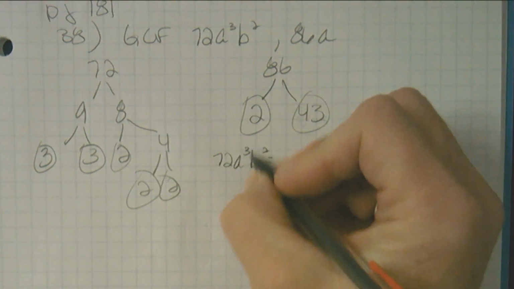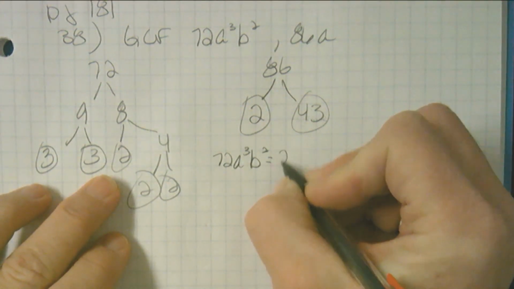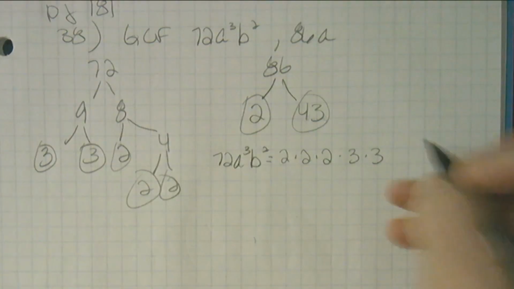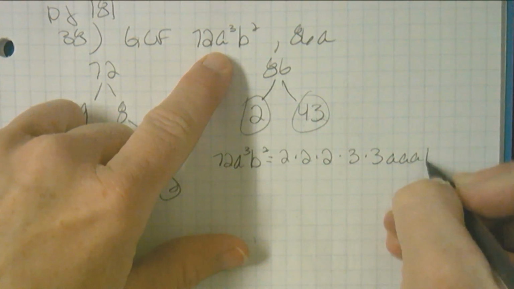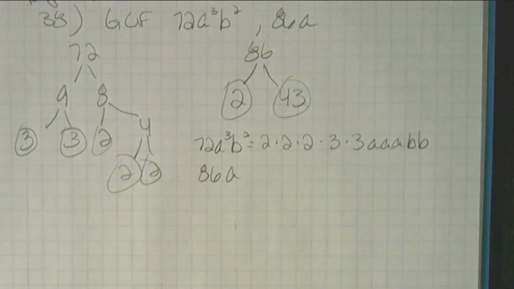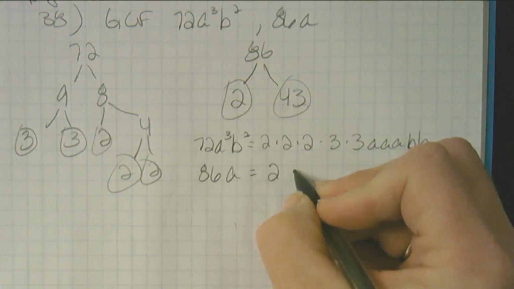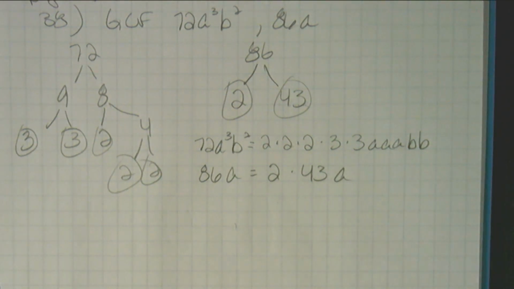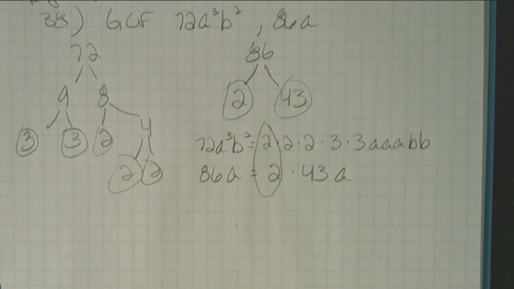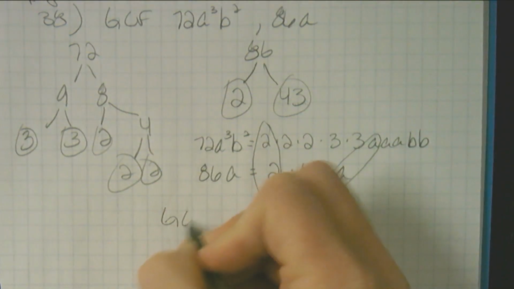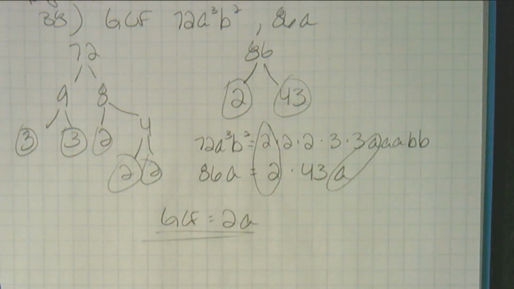All right, so 72a cubed b squared is going to be 2 times 2 times 2 times 3 times 3. And then a times a times a times b times b. So there is 72a cubed b squared. And then underneath that, right underneath it, I'm going to do 86a, which is 2 times 43 times a. Well, they only have a 2 in common. And then they have an a in common. So my GCF is 2 times a. And I hope that's what they told us.